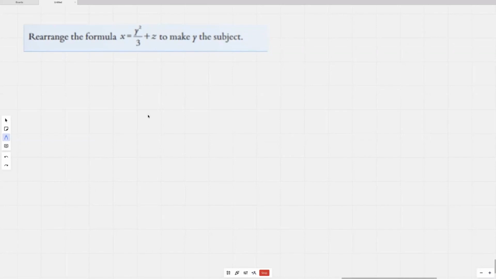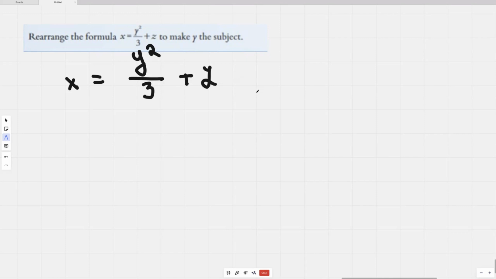The second question says rearrange the formula x is equal to y squared over 3 plus z to make y the subject. So here the same idea. Now we have to use different terms like y, x, like this. So firstly write the formula itself: x is equal to y squared divided by 3 plus z.